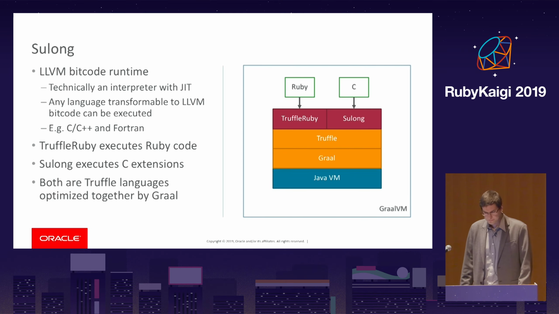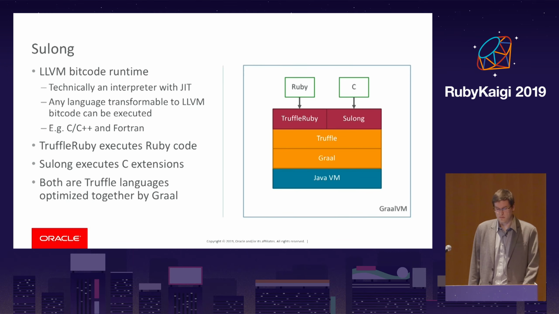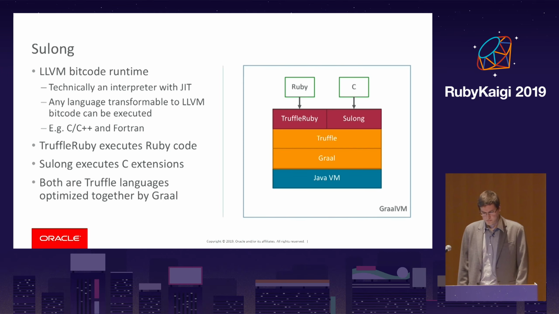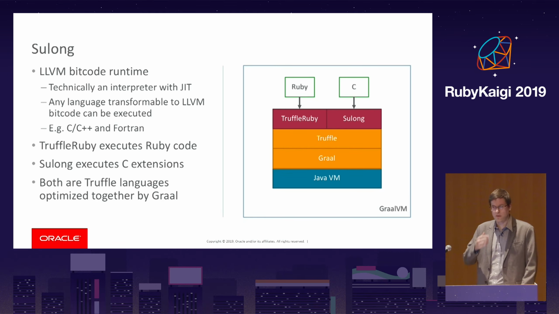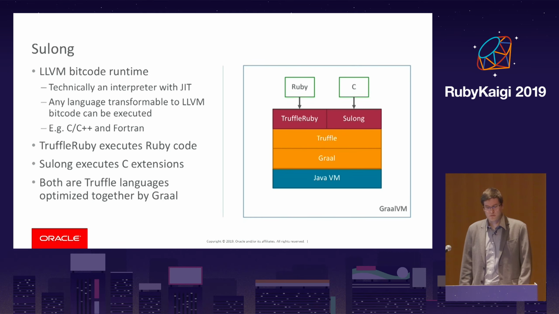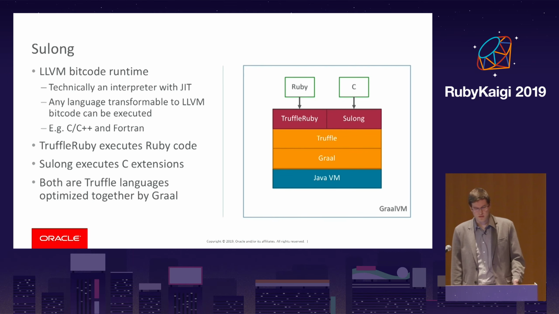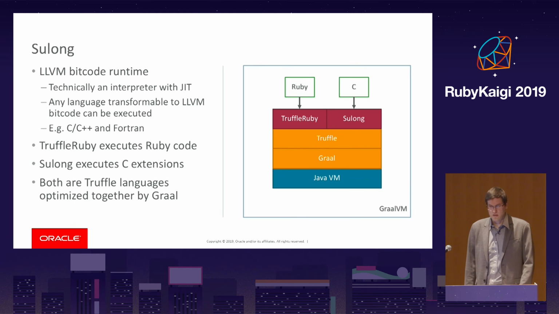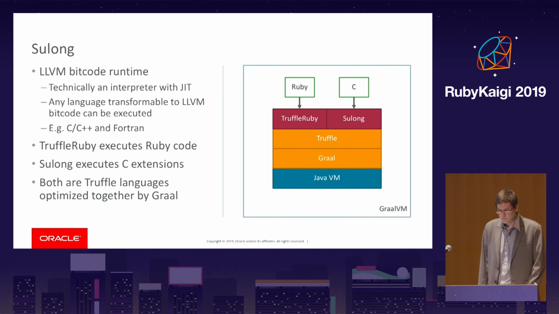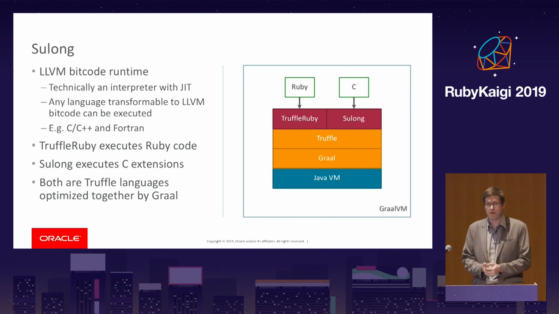So one of the other languages there is Sulong, or the LLVM bitcode runtime. It is also a Truffle interpreter with just-in-time compilation, but very fast. And that allows you to execute any code, any language which you can transform to LLVM bitcode, so C, C++, and Fortran. And especially C is quite important for us because TruffleRuby needs to run C extensions, so our C extensions are executed with Sulong. Of course, both those languages are implemented in Truffle, so they can be optimized together with Graal. So there are no language barriers here.